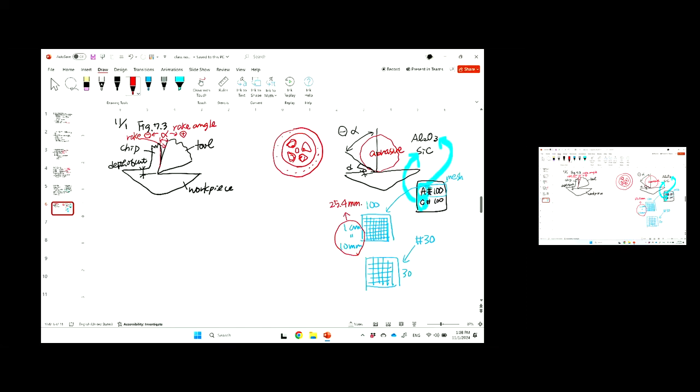Yeah, so then another important angle is the shear plane angle. So this angle, usually we use phi. Some people may say shear angle, but it is the shear plane angle, because this plane is the shear plane.